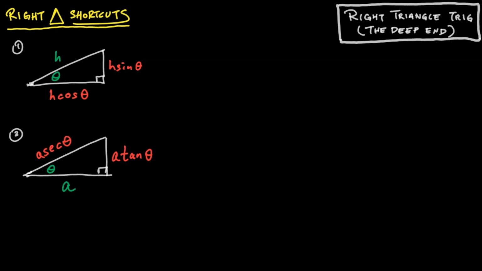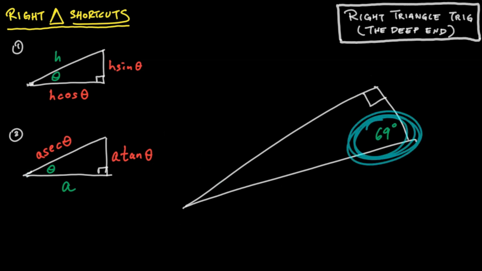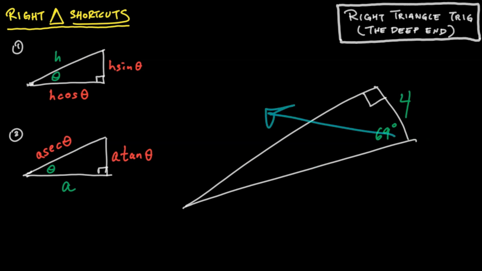It's very easy, and of course it's in the book. But it allows us to simplify our work in situations like the one described here. For example, if we have a right triangle and we know that it contains a 69 degree angle and that the leg adjacent to that 69 degree angle is 4, then I should be able to write down the other two sides at once. Namely, the leg opposite the given angle is going to be 4 tangent of 69 degrees.